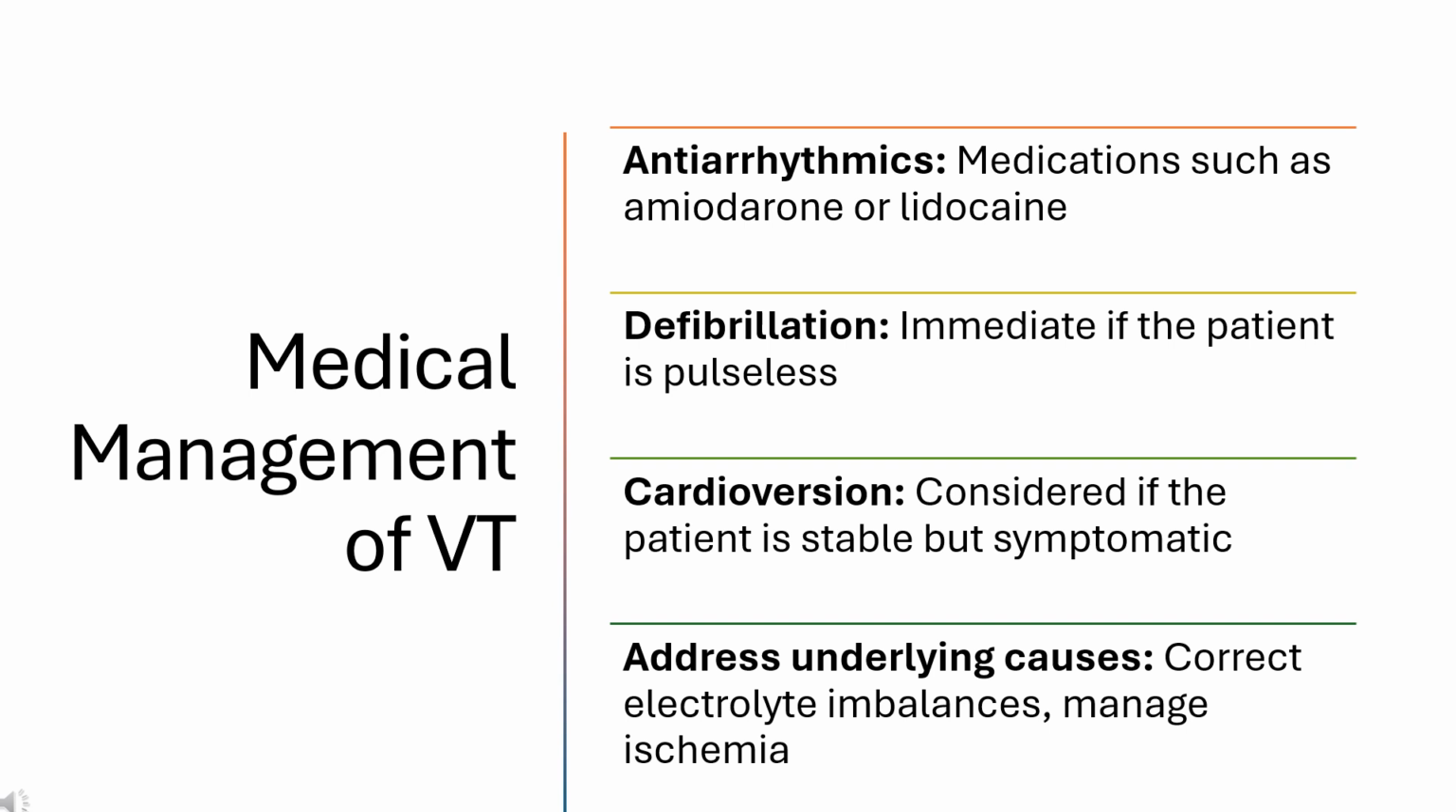Lidocaine is another antiarrhythmic used primarily as a second-line treatment for VT. It works by blocking sodium channels, which helps to stabilize the cardiac cell membrane and reduce excitability. A typical prescription you might see is an initial bolus of 1 to 1.5 milligrams per kilogram IV, a repeat bolus of 0.5 to 0.75 milligram per kilogram every 5 to 10 minutes as needed, up to a maximum of 3 milligrams per kilogram, and then a continuous infusion of 1 to 4 milligrams per minute.